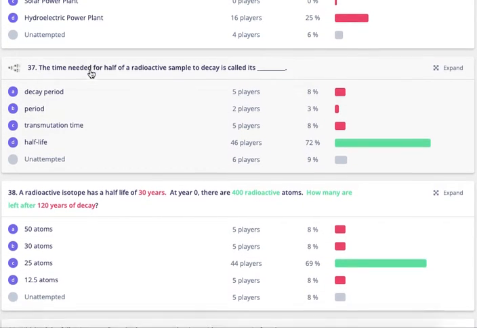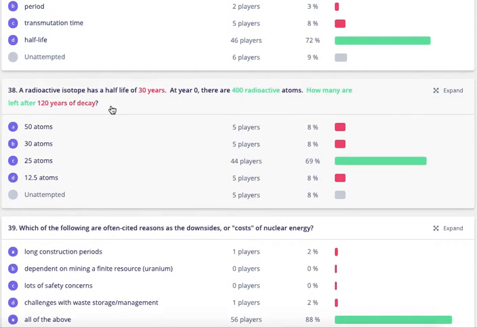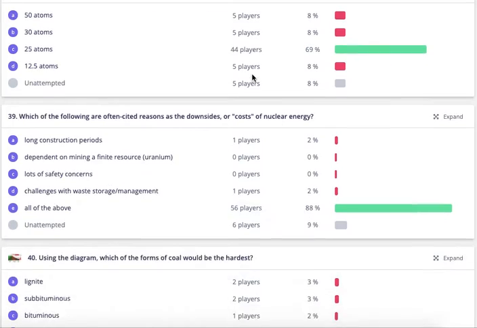Okay, that's just the definition of half-life. Here's an application of half-life. So the half-life is 30 years. After 4 half-lives, you would do 400 divided by 2, divided by 2, divided by 2, divided by 2. So 400 divided by 2 is 200, divided by 2 is 100, divided by 2 is 50, divided by 2 is 25.